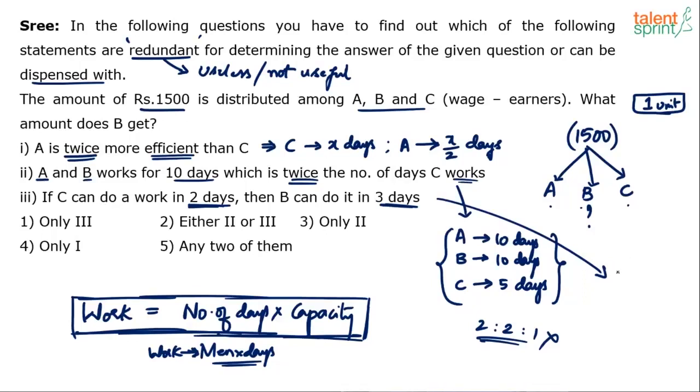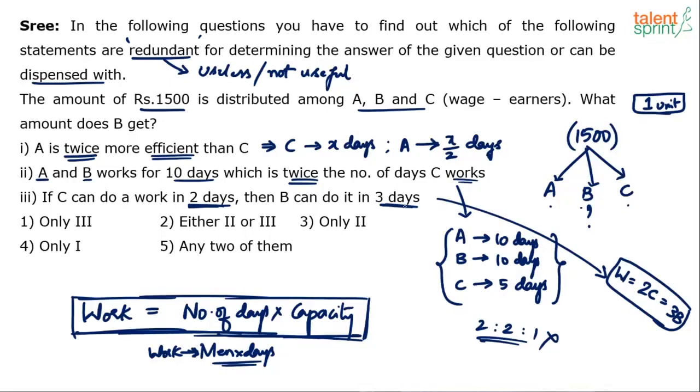Let's assume the work is W. Some work is to be done, which is W. C can do it in 2 days, meaning work done is C's capacity into 2, which is equal to B into 3. So 2C is equal to 3B. That's what we get to know from statement number 3. Indirectly it gives us the relationship between the capacities of B and C, just like statement number 1 gives us the relationship between the efficiencies of A and C.